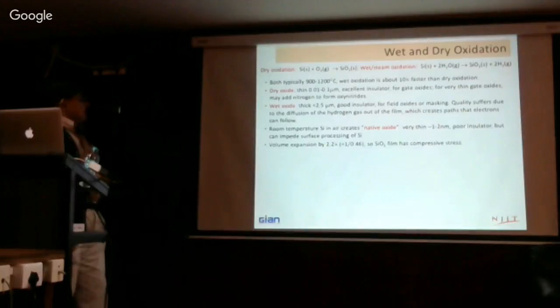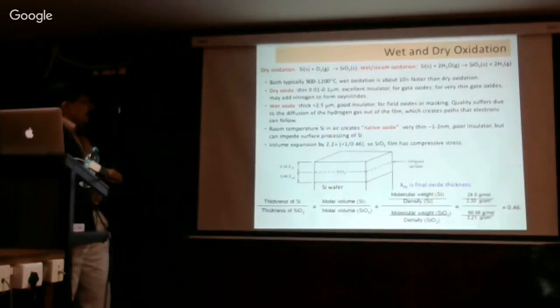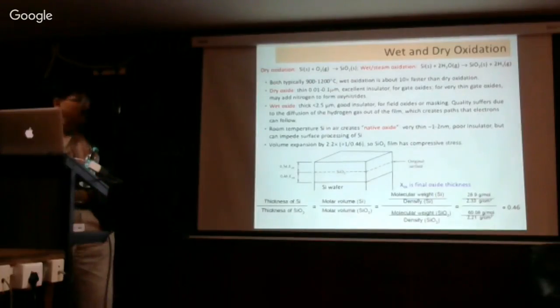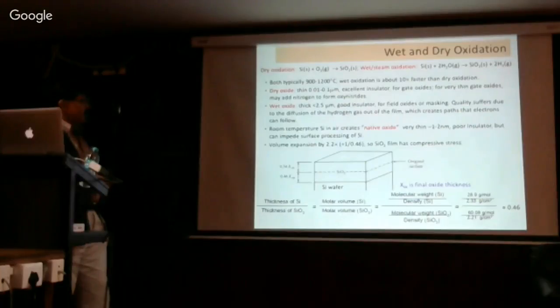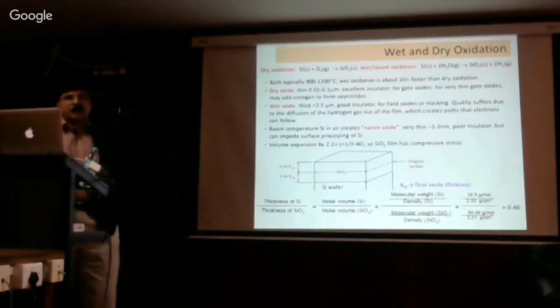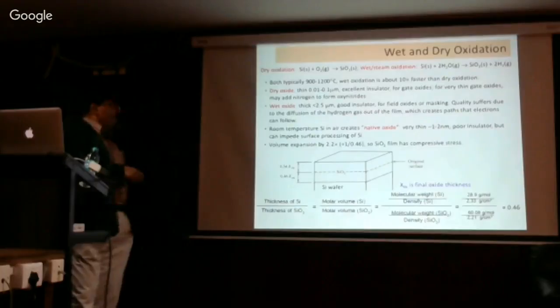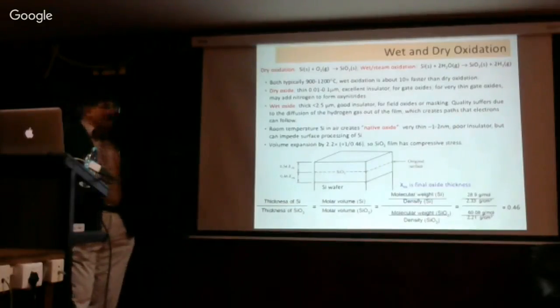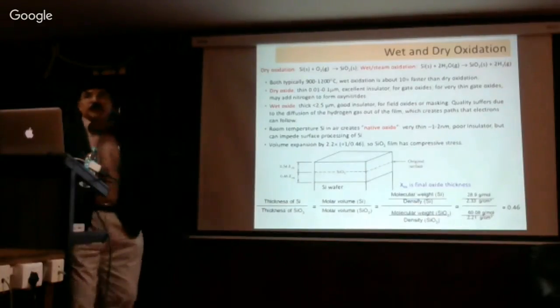And then there is a volume expansion business. If you grow this oxide on the top of silicon, it consumes the silicon from the wafer. So this is the original surface. If you have a certain thickness of oxide grown, it consumes silicon: around 0.46% of silicon is used to grow 100% of oxide. So that is the typical formation of oxide. So this is very good quality.